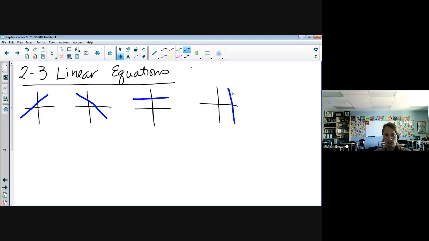This last one's straight up and down. It's just kind of hard for me to draw that. I always make it a little bit slanted.